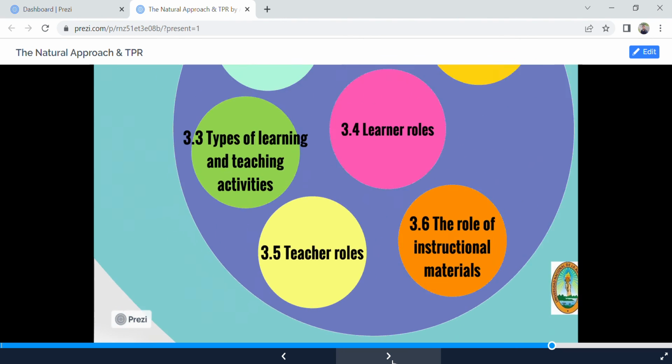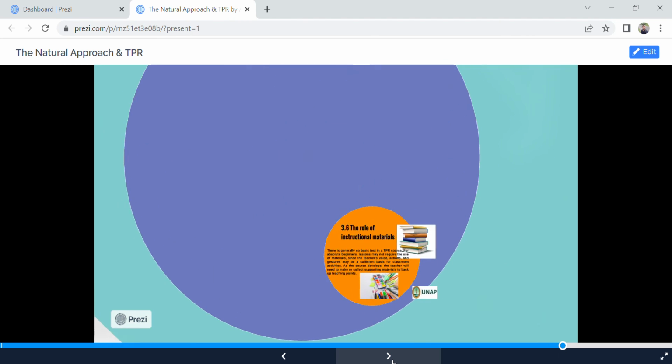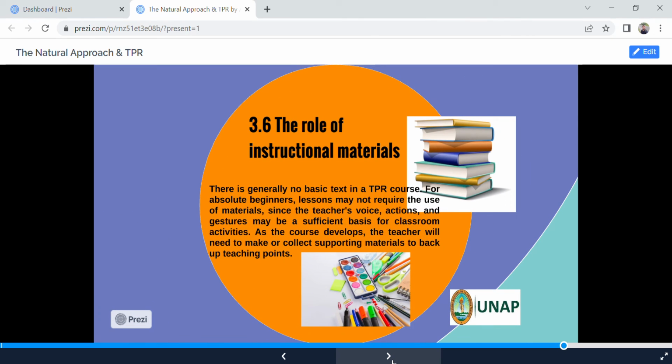And as a final aspect, what is the role of instructional materials? There is generally no basic text in a TPR course. For absolute beginners, lessons may not require the use of materials, since the teacher's voice, actions, and gestures may be a sufficient basis for classroom activities. As the course develops, the teacher will need to make or collect supporting materials to back up teaching points.